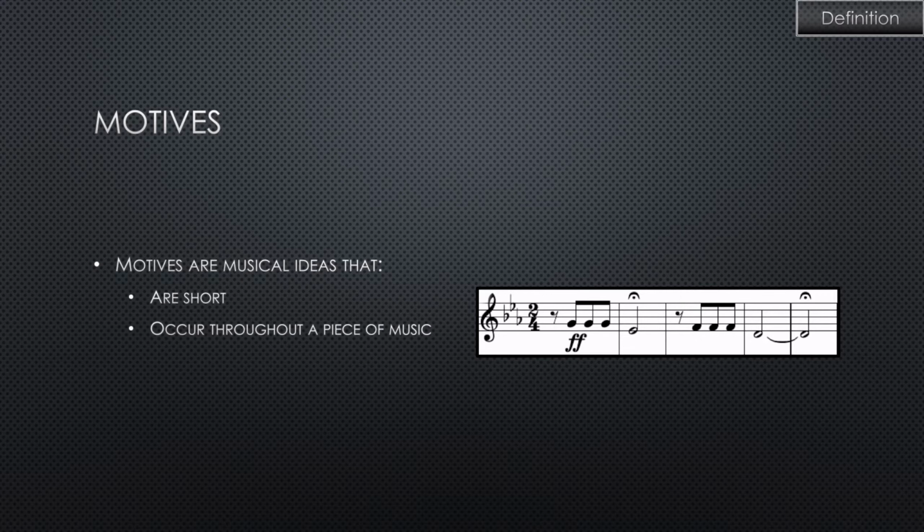The thing that's most important about motives is that they happen throughout the piece of music. It's not like they just happen one time. In this motive, for instance, this Beethoven one, it happens there, and then it happens again.